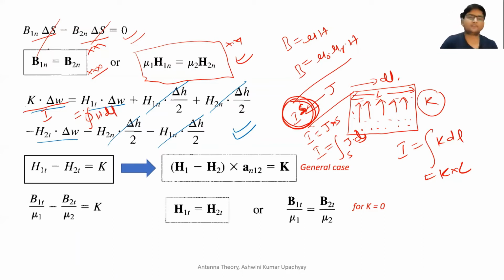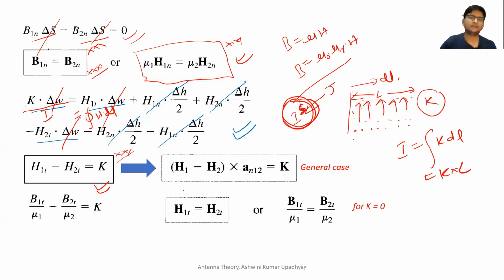So finally, after solving it, we can cancel out delta W from both sides, and we will get H1t minus H2t is equal to K, which means the difference of the tangential component of magnetic field intensity is always equal to the surface current density that is flowing on the boundary surface of the two mediums. But this is only about the magnitude, because there are no directions here, and you know that current and magnetic field intensity will have a direction. So for the general case, let me delete all this.